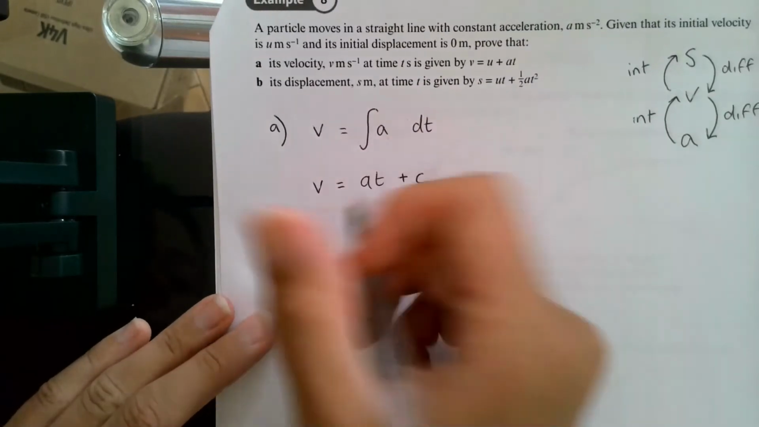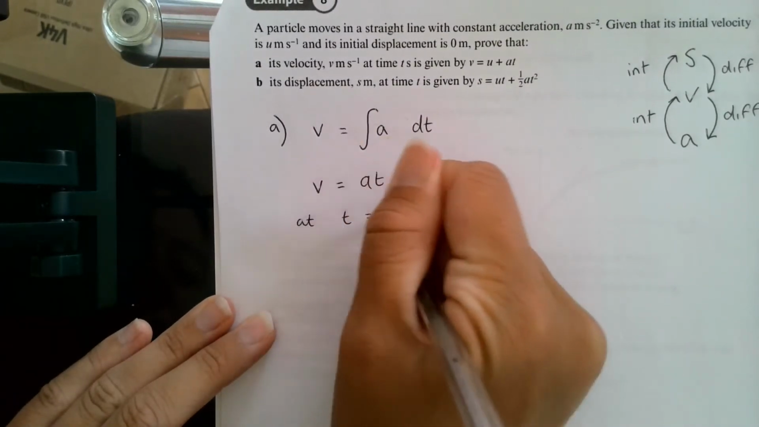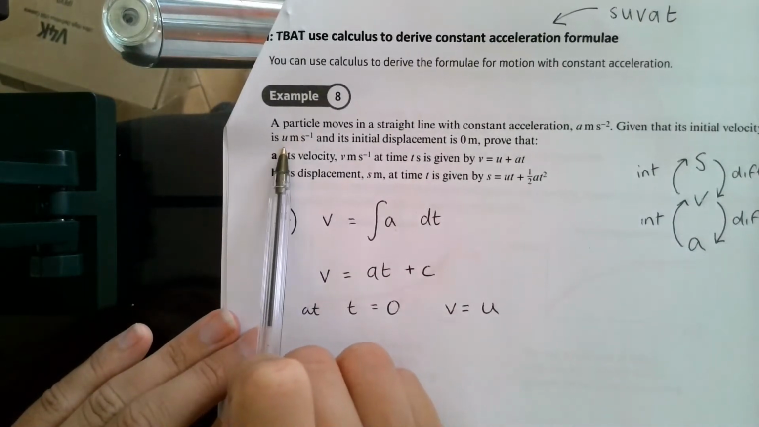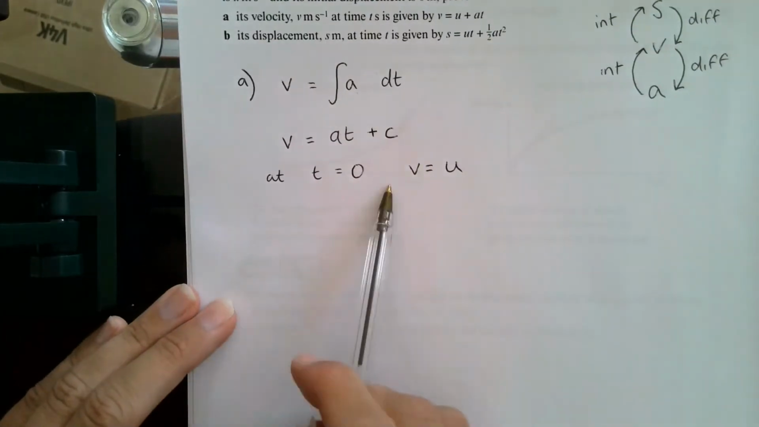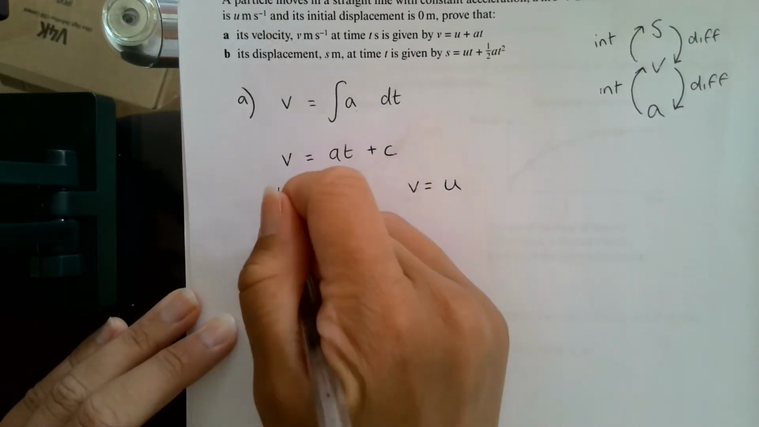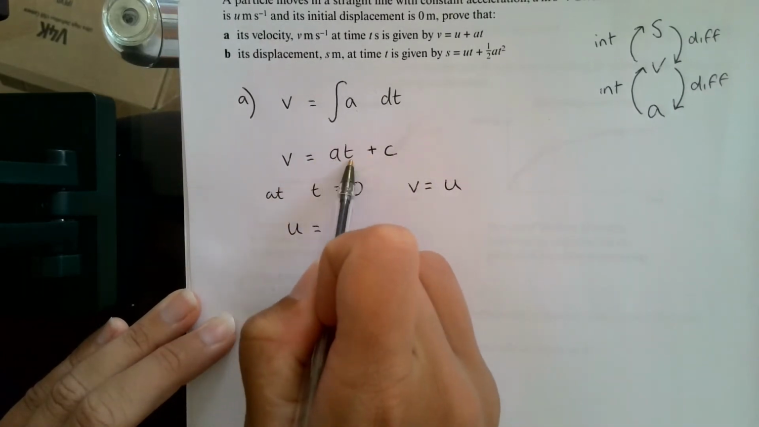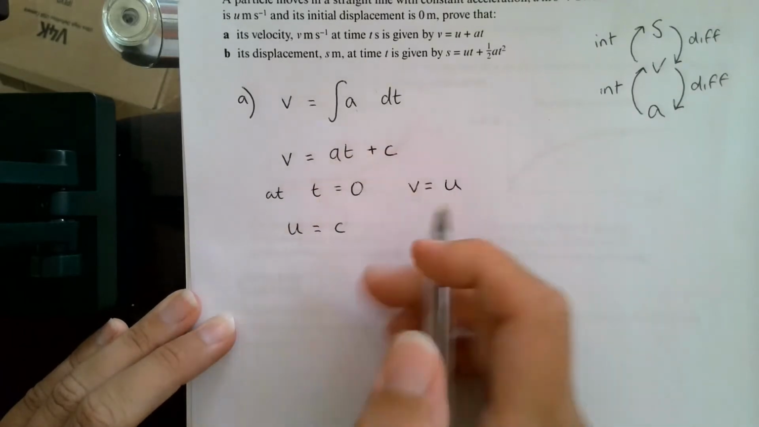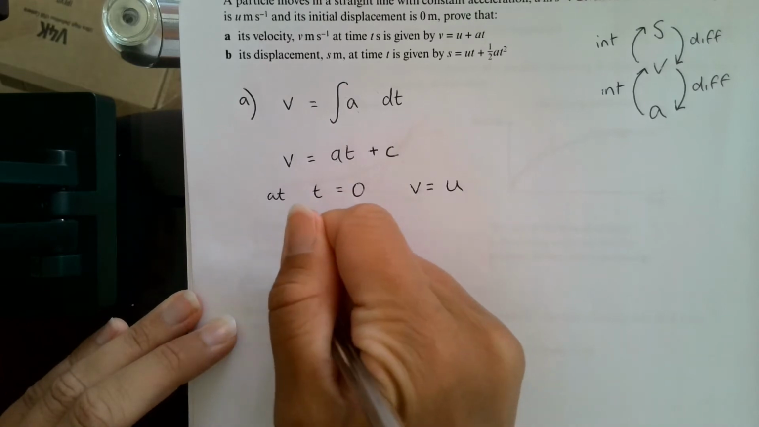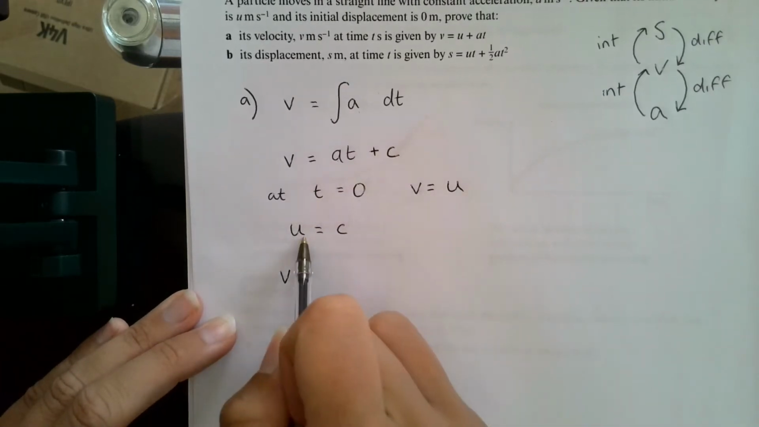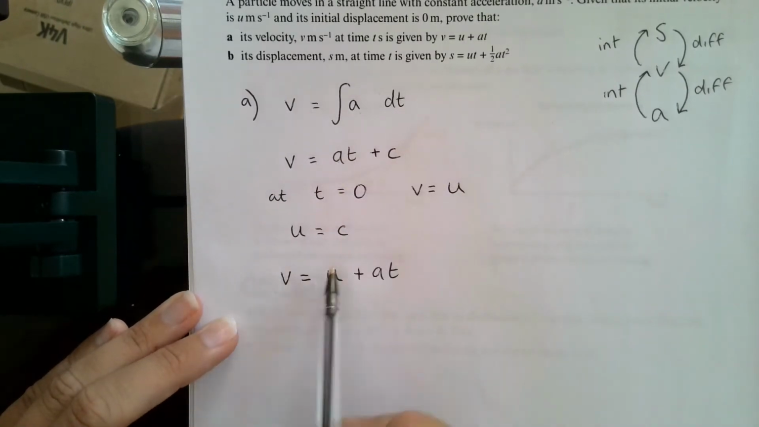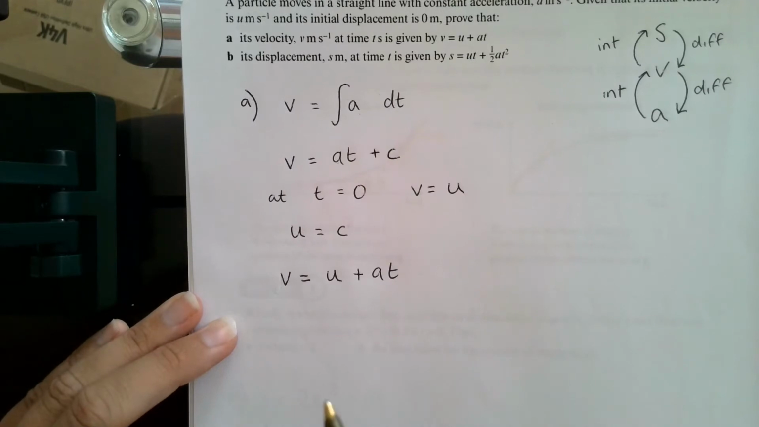And I know that at time equals 0, the velocity is equal to u. We were told that the initial velocity is u meters per second. So when t is 0, v is u. I'm going to sub those things into here. Well, v is u. A times 0, well, that's going to disappear. So I get that c is equal to u. So therefore, my formula for velocity is v equals, c is just u, so I'm going to put that to the front, u, and then plus on that at. And we've just proved that first TBAT equation.